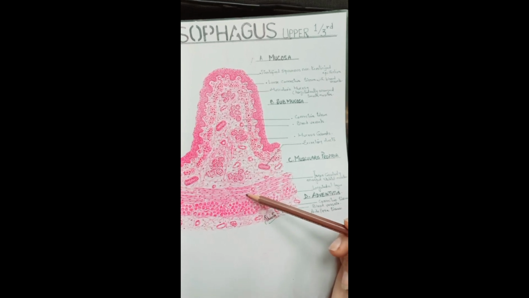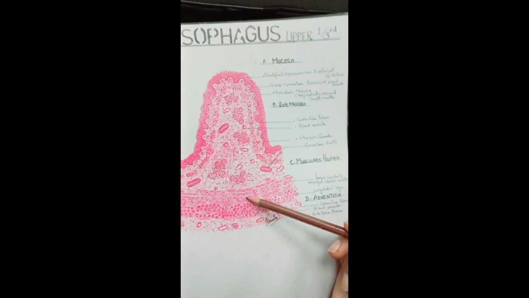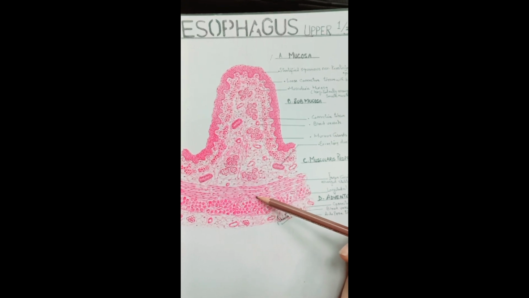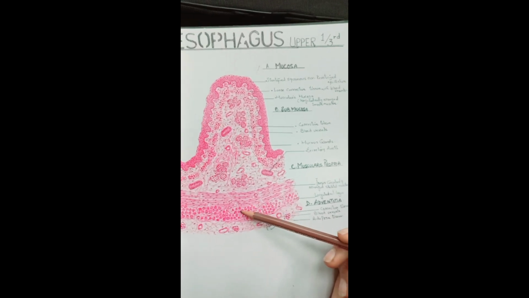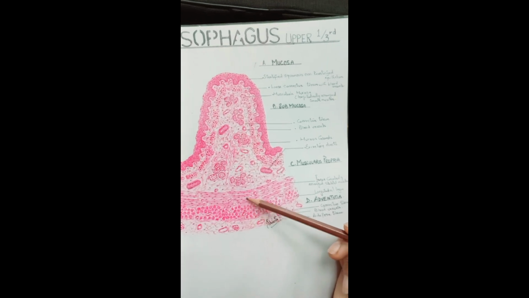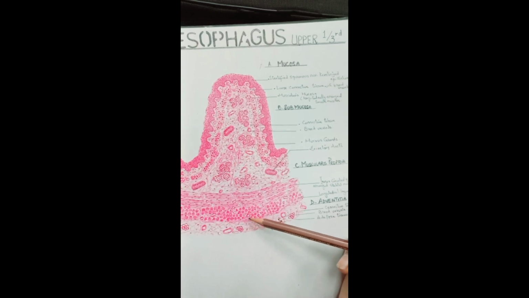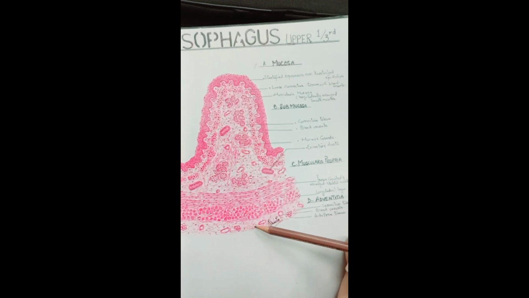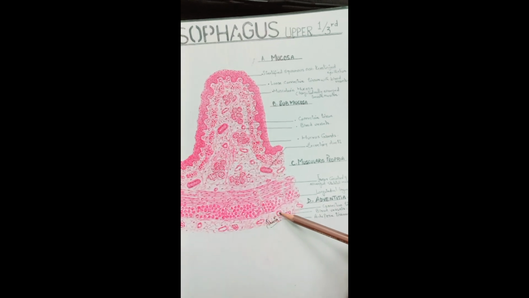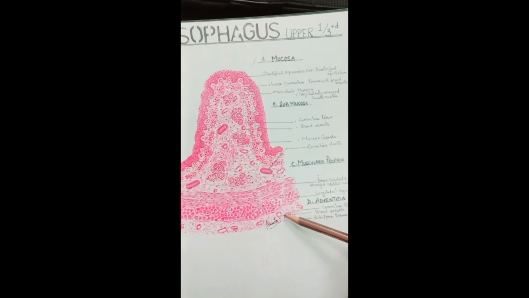So you will draw both skeletal as well as the smooth muscle fibers. But in the lower one third of the esophagus, because the action is properly involuntary, you will only draw the smooth muscle fibers. But the arrangement is the same, inner circular and the outer longitudinal layer. The last layer is the adventitia, in which you draw the connective tissue with the blood vessels and the adipose tissue. These are the adipose tissue. You will draw them in the form of groups.